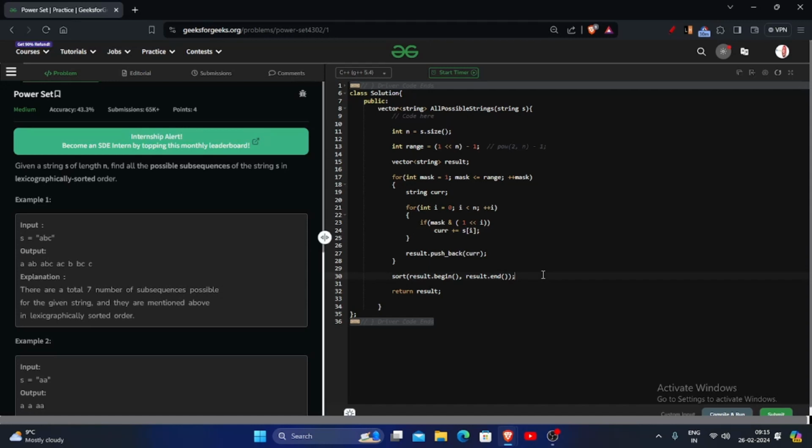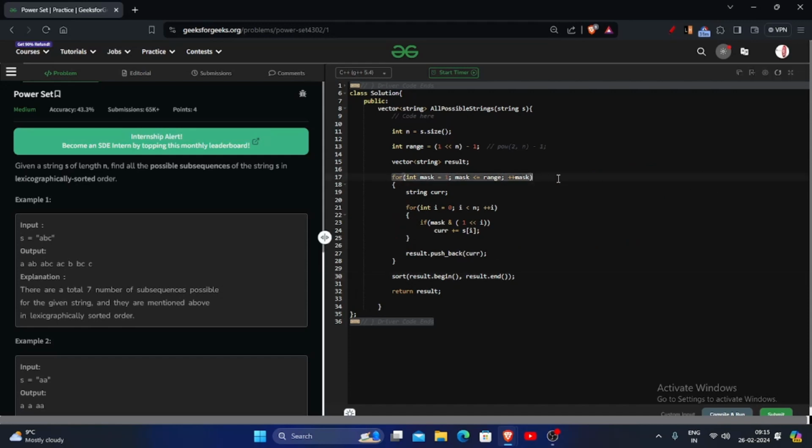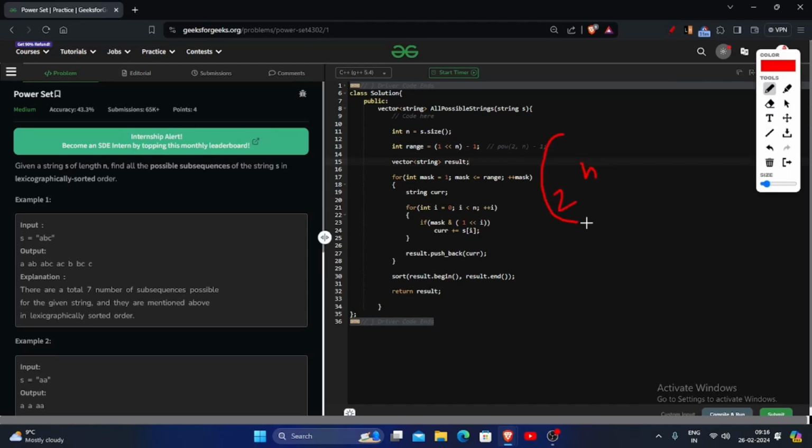Time complexity would be 2 raised to the power n cross n for this, because there are 2 raised to the power n ways, and for every way we are iterating over n to check if we meet the desired configuration. This is 2 raised to the power n. This might not feel like 2 raised to the power n, but actually this is. If I write this, this is actually 2 raised to the power n. So 2 raised to the power n ways we have.